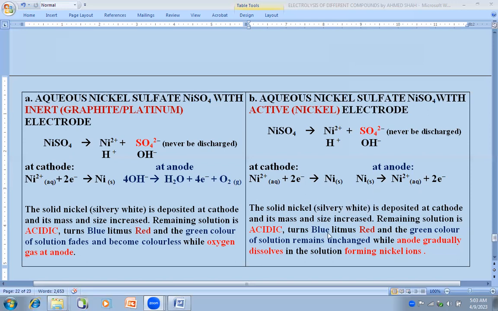But the color of the green solution remains unchanged due to the continuous production of nickel ions by the dissolving nickel anode. The solution remains acidic, whether carbon, graphite, platinum, or active electrodes are used. The color of the solution fades with an inert electrode, but does not fade with an active electrode, due to the continuous production of nickel ions from the dissolving anode. Now, this is the end of our topic today.